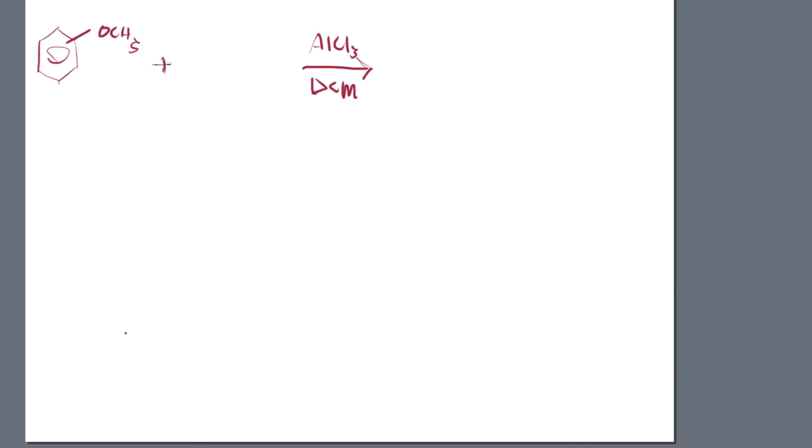Now, we talked about acylation with acyl chlorides mainly, and we said the chloride leaves and the carbon that has the double bond O goes on to the molecule, and that's how it attaches. But that's actually not what we're going to be using here. What we're going to be using for this particular reaction is acetic anhydride.